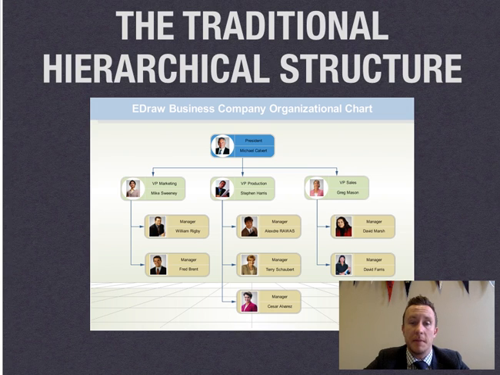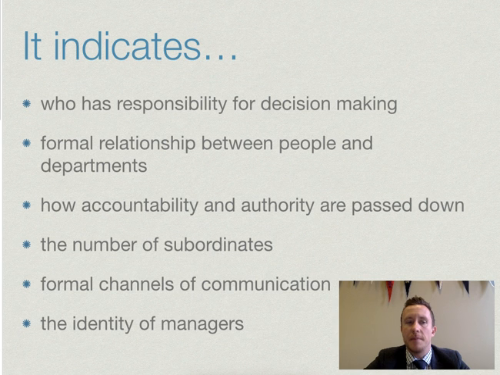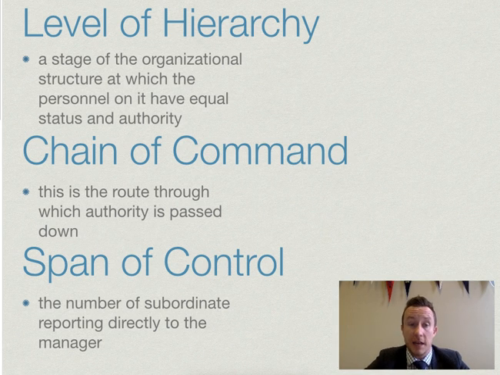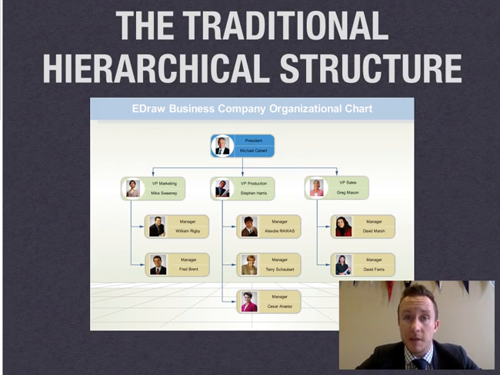It doesn't really matter how many people are under here. They would have basically the same type of authority. So that's the level of hierarchy. The chain of command is the second term, and this is the route through which authority is passed down. So the chain of command in this example is the president comes up with a thought, they disseminate this information down to the people below, who then tell the people below. And so that's kind of how a chain of command works.